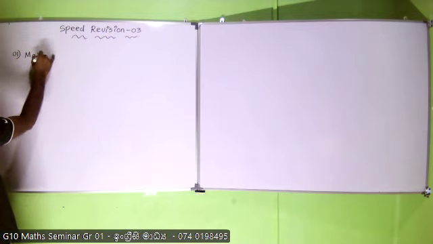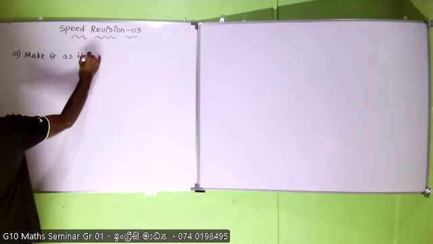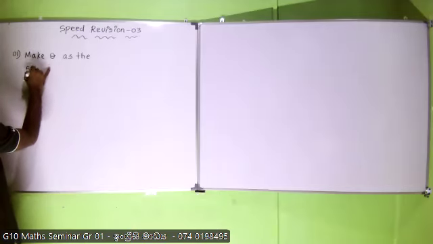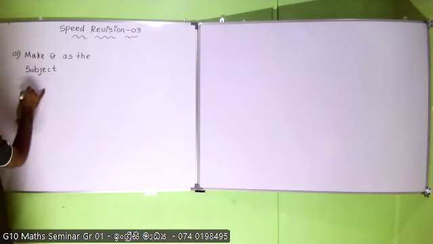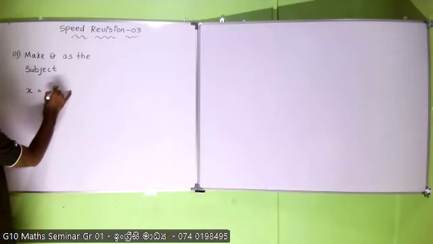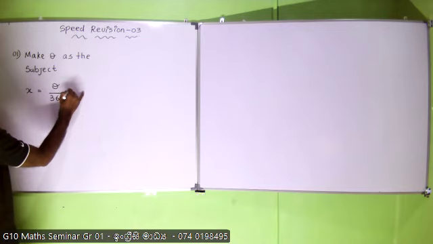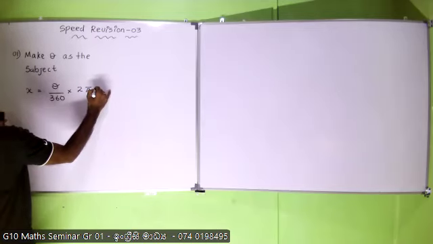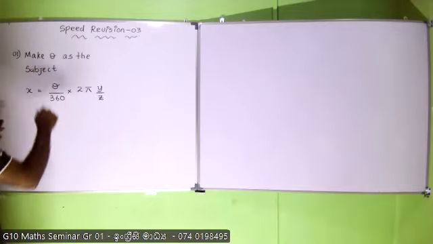Make theta as the subject. X equals theta divided by 360 multiplied by 2πy divided by z. Right? Make theta as the subject.